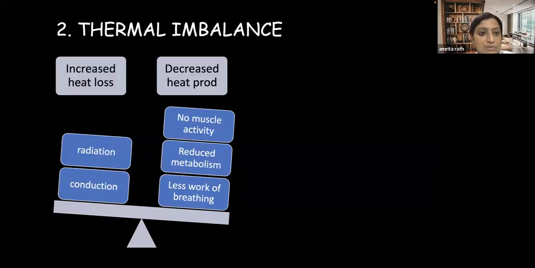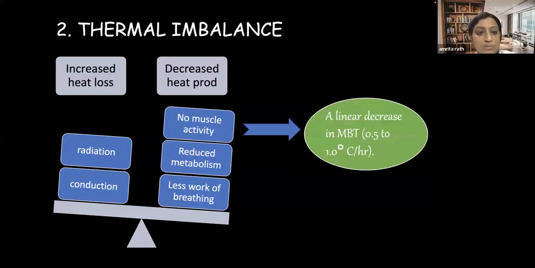Then comes the phase of thermal imbalance. Here the heat loss will be high and production will be less. And we know why there is an increase in heat loss and decrease in production. So overall, there will be decrease in the blood temperature of around 0.5 to 1 degree centigrade per hour.